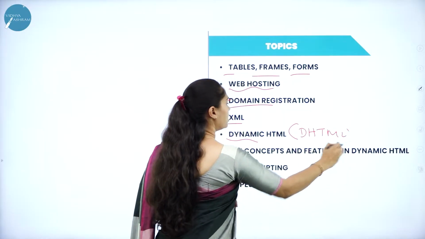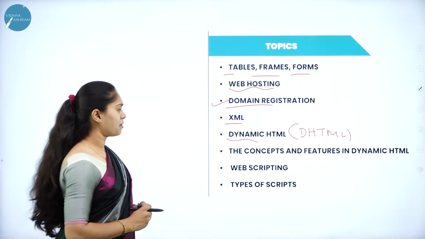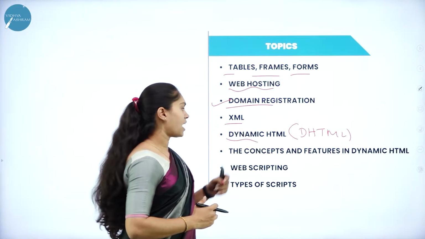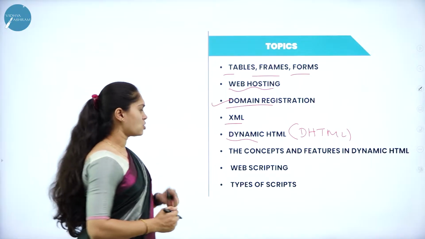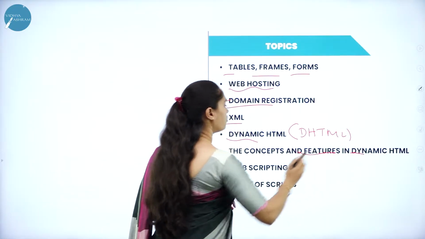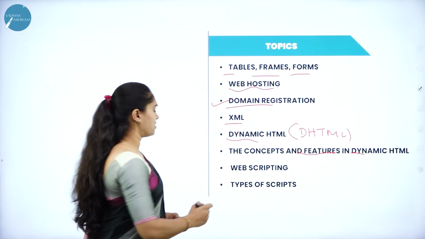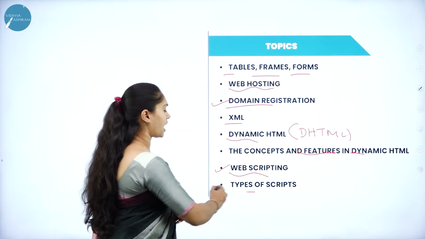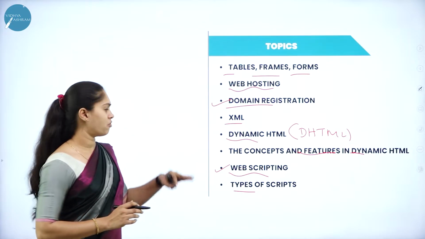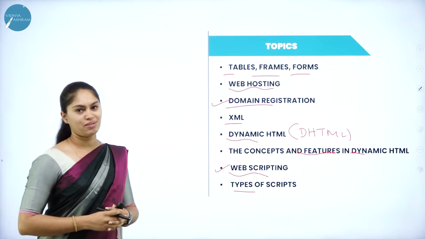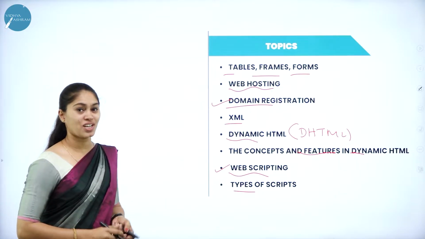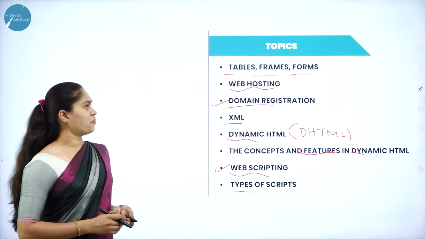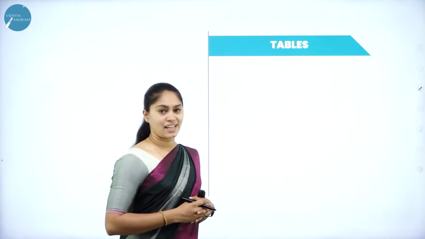Already we know the abbreviation of HTML, that is Hypertext Markup Language. If it is preceded by D, that is Dynamic HTML. And also we see the features of DHTML. And we'll see what we mean by web scripting, and what are the types of scripts we have in web scripting. So this is what I will be discussing in today's session and last session of your second PUC's Computer Science.